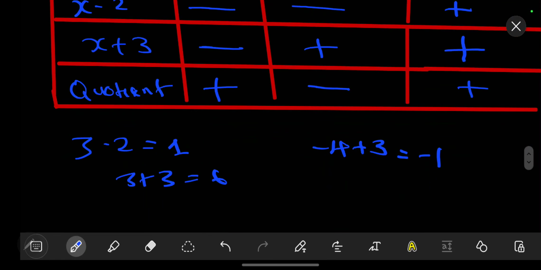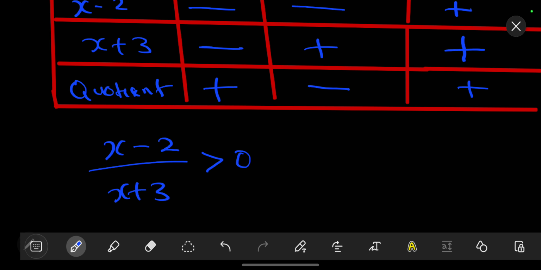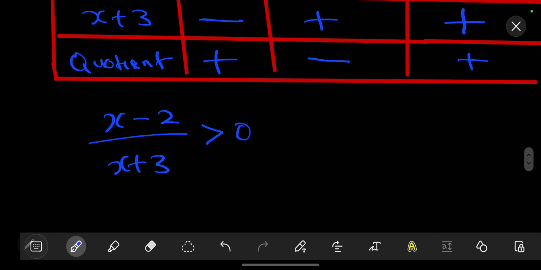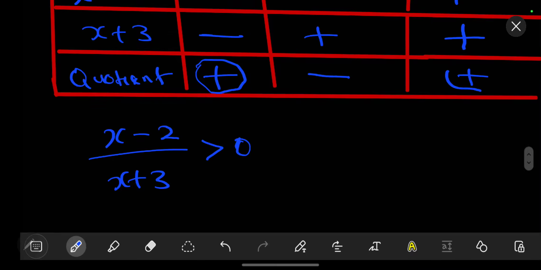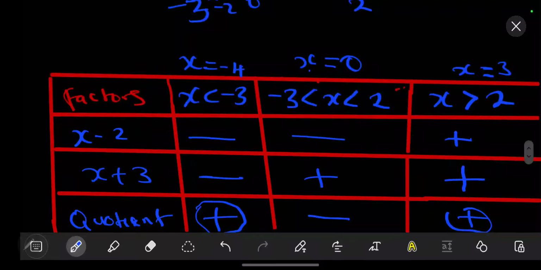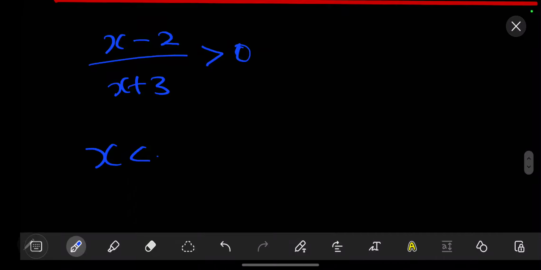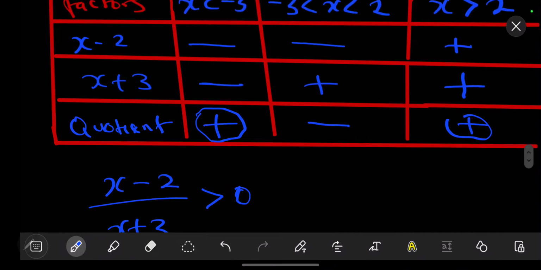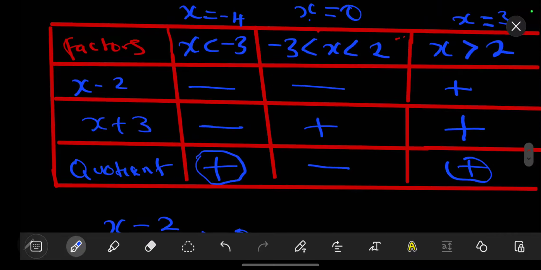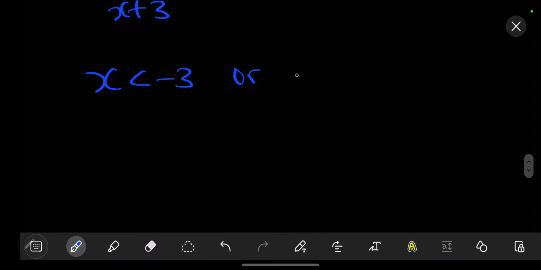So now let's see what solution they want. They are telling us that if you divide this and you divide this, you should have a value that is greater than 0. So which value is greater than 0? Any value that is greater than 0 has to be positive. So we have a positive there, we have a positive here as well. So we are going to say that our x is less than negative 3, or, because this is the one that is giving us positive, we have another one that is giving us positive, x is greater than 2.